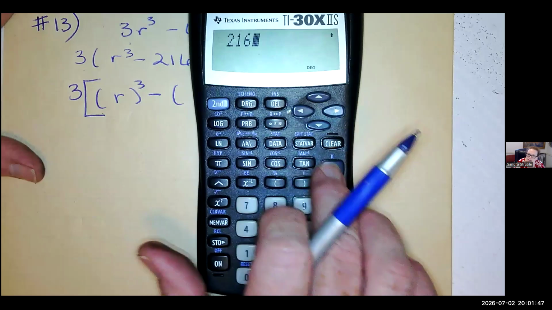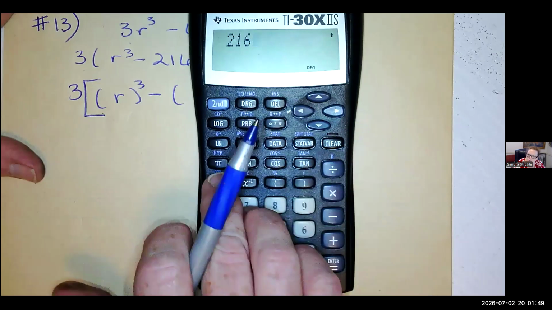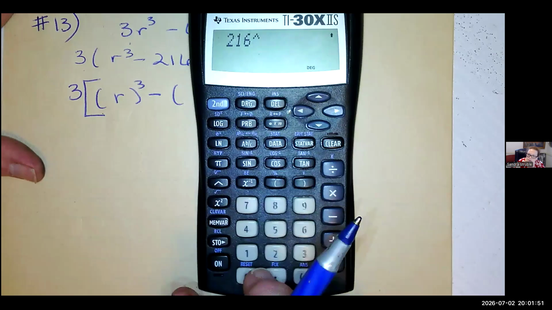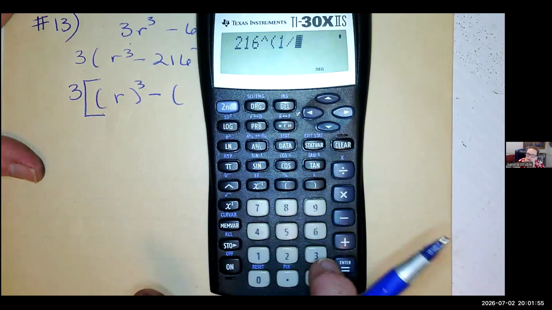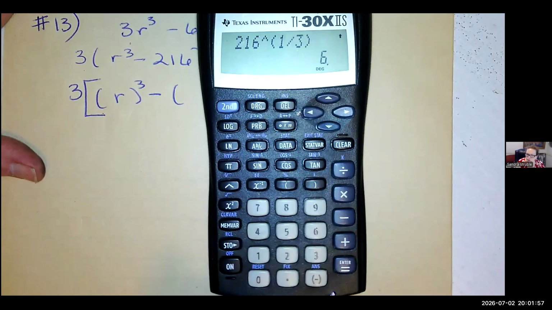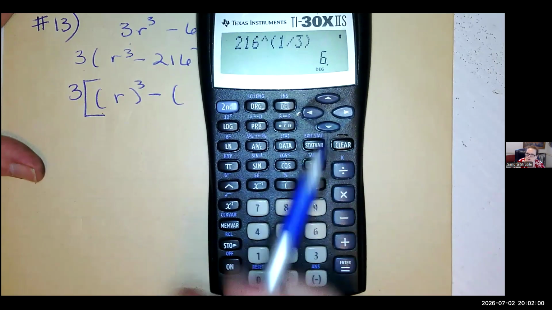I'm going to use caret to get me to my exponent. And then you could put parenthesis 1 divided by 3, close parenthesis, equal. And it is 6.